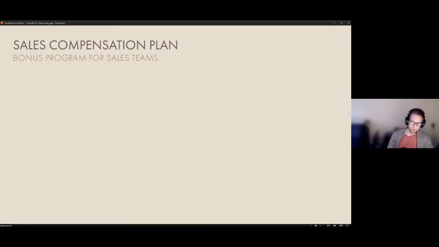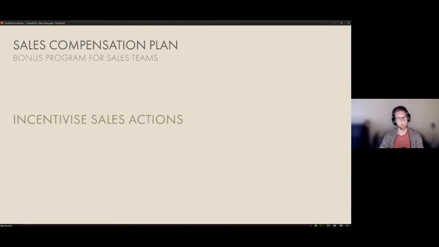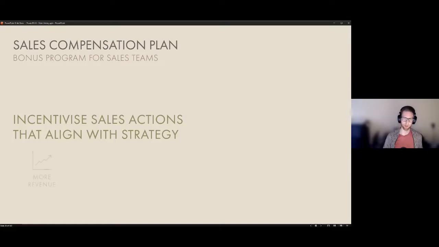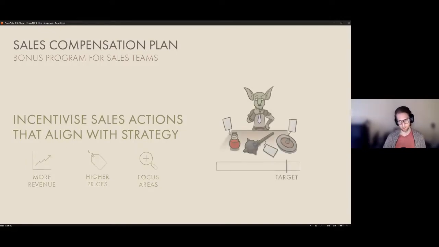For those of you who don't know what a sales compensation plan is, it's basically a bonus program for sales teams, and it can be very, very powerful in a sales organization. The reason is that it incentivizes sales actions of our sales team that align with our company's strategy, helping us reach our goals. It does that by giving targets to our salespeople, such as more revenue or higher prices, in specific focus areas where we want to grow, areas where we have a higher margin, or areas where we want to move our business for other strategic reasons.